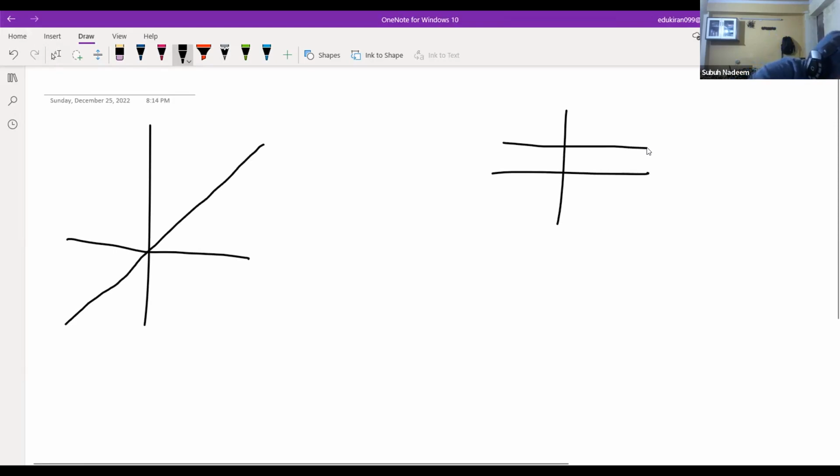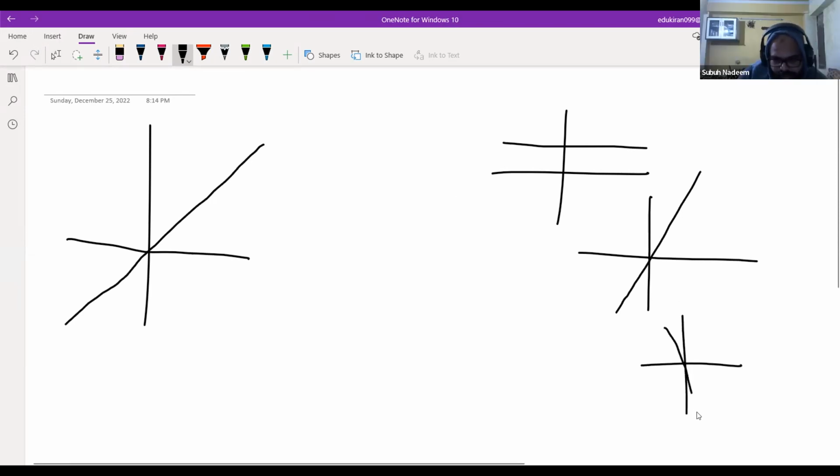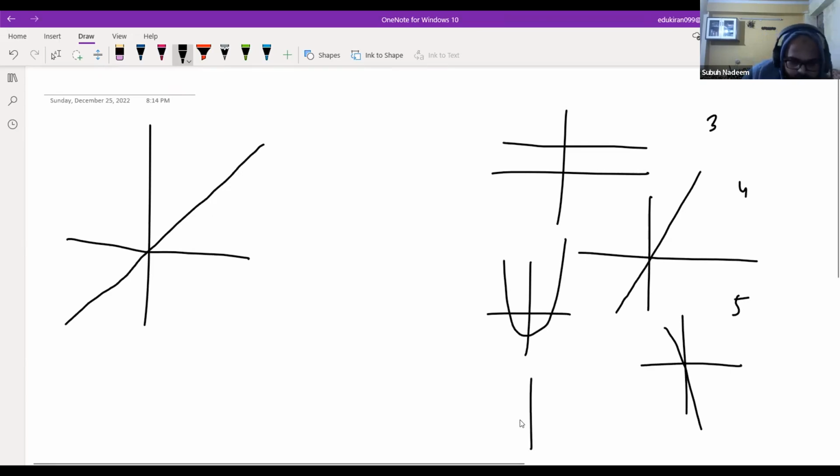Then, after that, sir, could you explain how to do it, like how these work? I can understand. Yeah, I will make you understand. Whatever is suitable here, I will tell you. Okay, sir. And then a graph like this. Three, four, five. And then it will be 6. Then it will be 7.